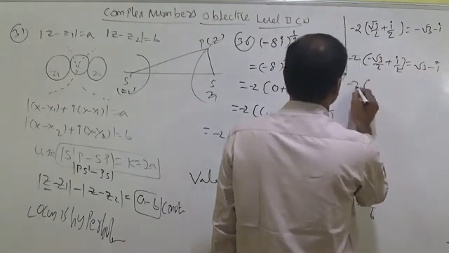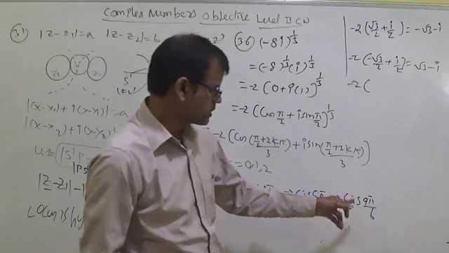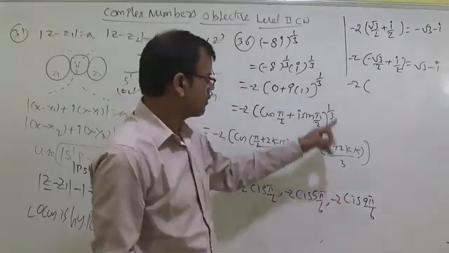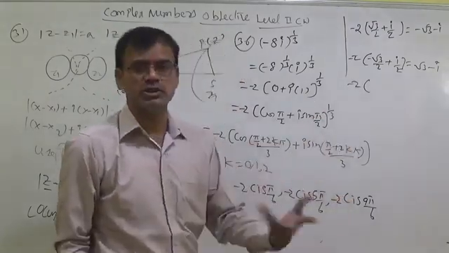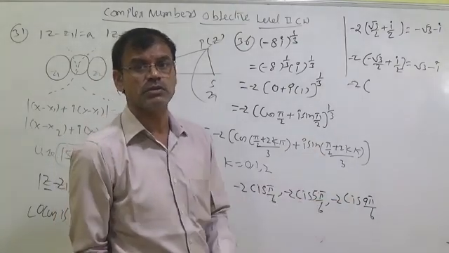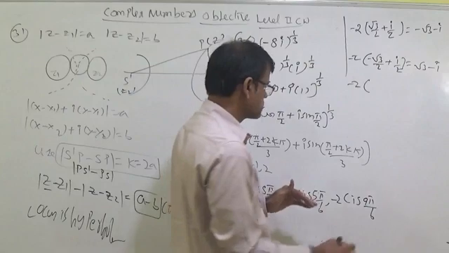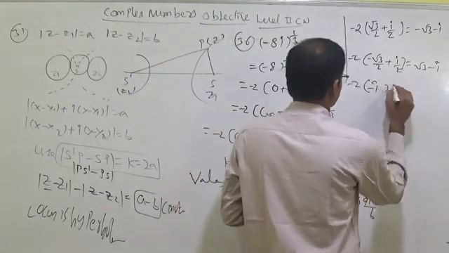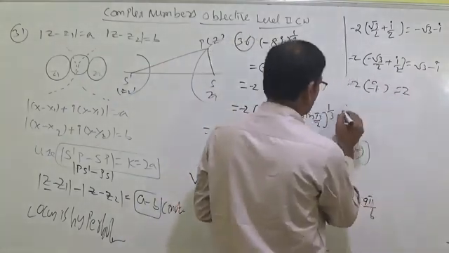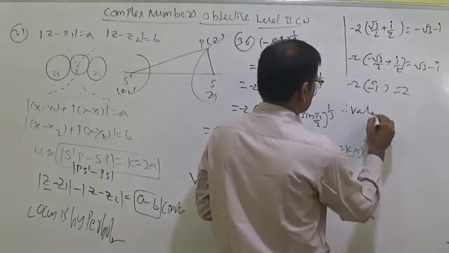Next one, minus 2 into cis 9 pi by 6. Of course it is nothing but 3 pi by 2. Whenever it is 3 pi by 2, cos 3 pi by 2 means 0 and I sin 3 pi by 2 is I into minus 1. So it is minus I. So that is equal to 2. Therefore values we can write.